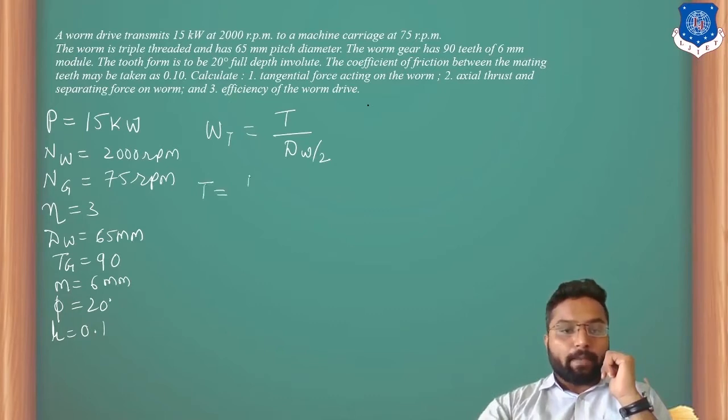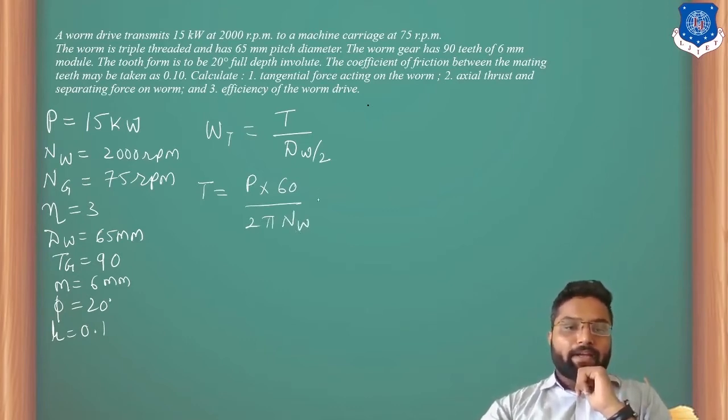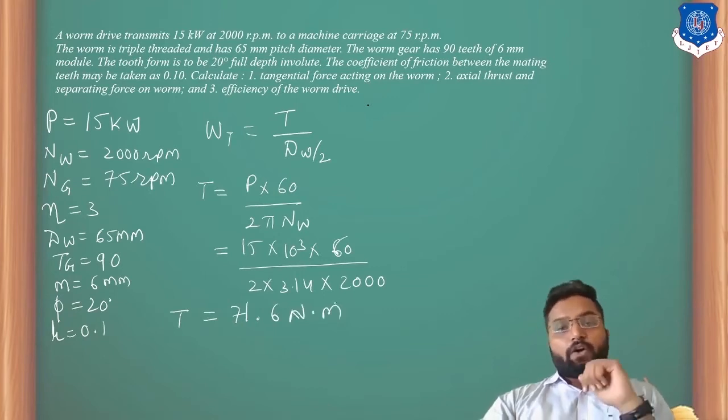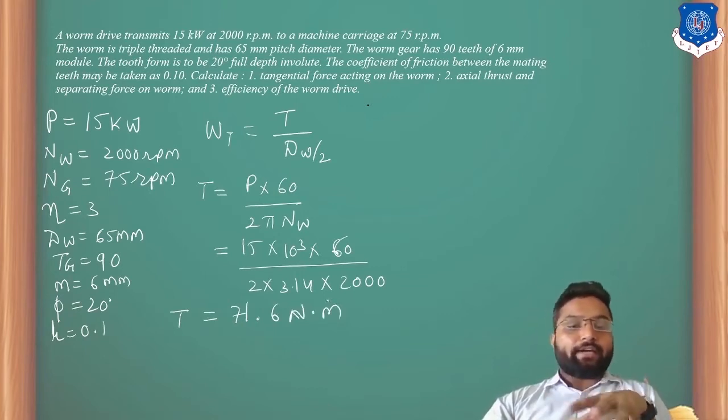How are we going to find this torque? The torque should be power into 60 divided by 2 pi NW. So power is 15 into 10 raised to 3, into 60, divided by 2 into 3.14 into 2000. So the torque will be 71.6 Newton meter. So here we have found the torque.